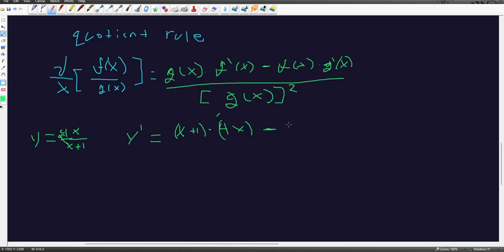Minus f of x, well, 4x times g of x. In this instance, it's going to be x plus 1. And we're going to just divide it all by the denominator, which is x plus 1 to the power of 2.